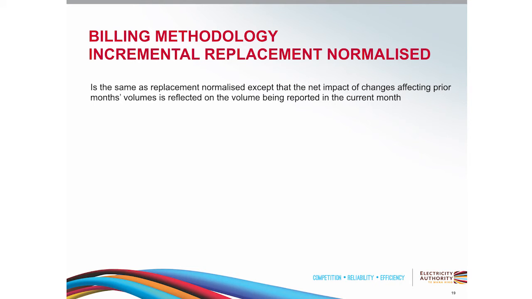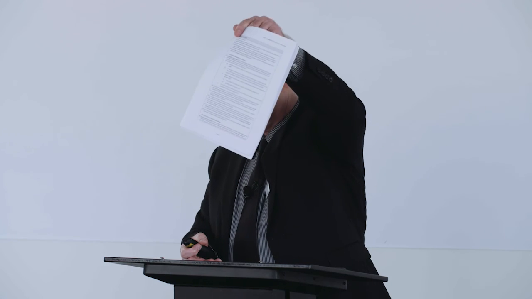So that's billing methodologies. Incremental replacement normalised just means that the changes are reflected in the current month. It's just you have different start and end dates within the file. So they are the 3 billing methodologies. That's a quick flyover of them. The EIEPs do have a description of the billing methodology in it. Good luck if you can understand it. The pictures may be a little bit better than the wording.